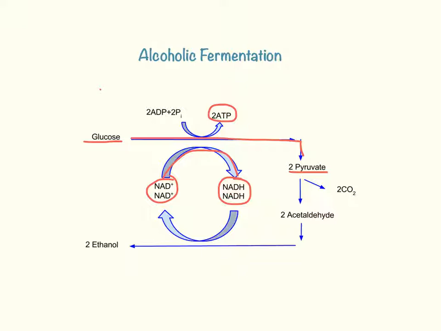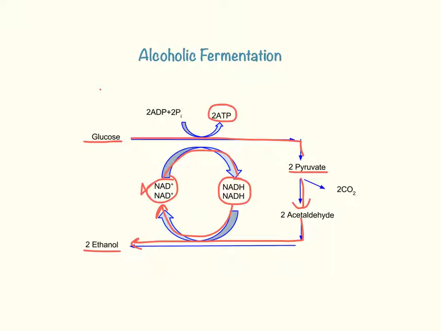There is a limited supply of NAD in the cell. If the cell runs out, glycolysis stops. So pyruvate is converted into a molecule that can take the electrons from NADH and recycle it back to NAD. In this process, ethanol is formed.